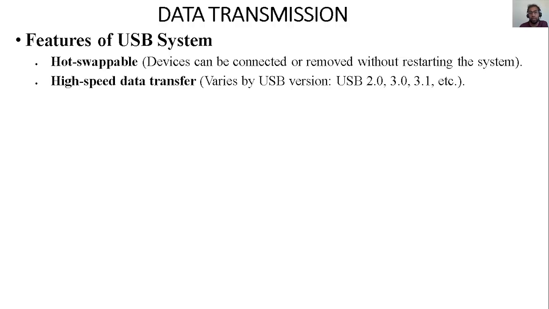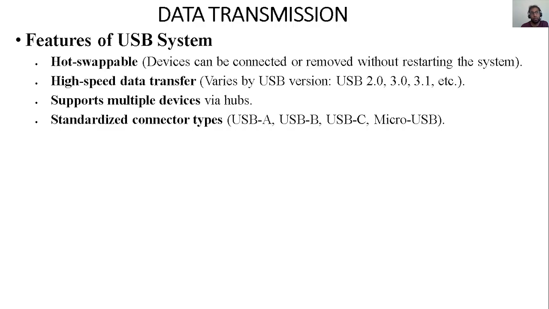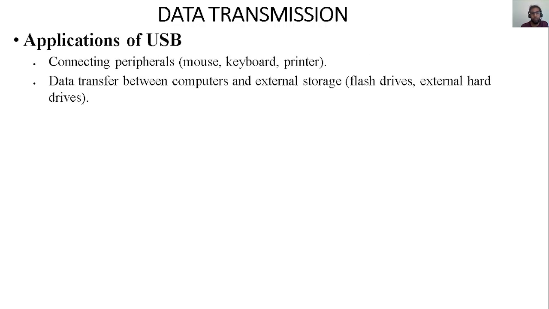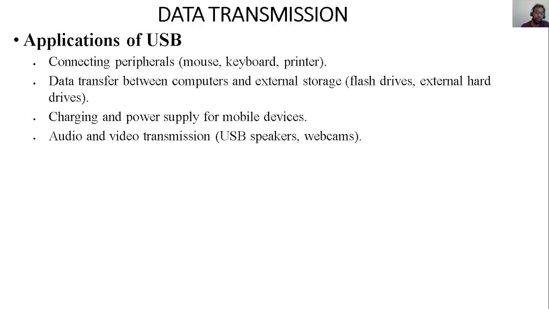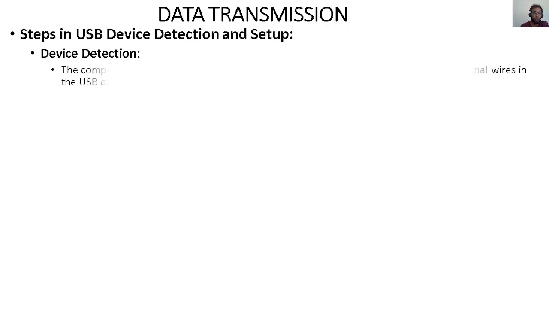High-speed data transfer, and it supports multiple devices via hubs, and standardizes connector types: USB A, B, C, micro USB. Applications of USB: connecting peripherals, data transfer between computers and external storage such as flash drives, charging and power supply for mobile devices, audio and video transmission, USB speakers, webcams. These are basically the applications of USB.